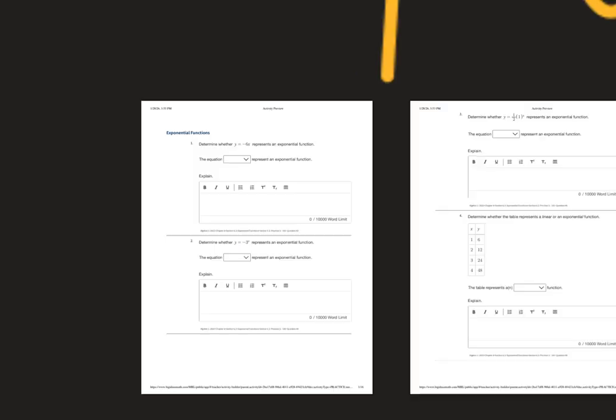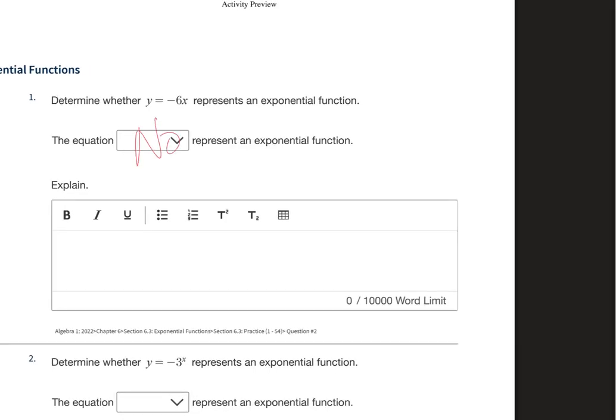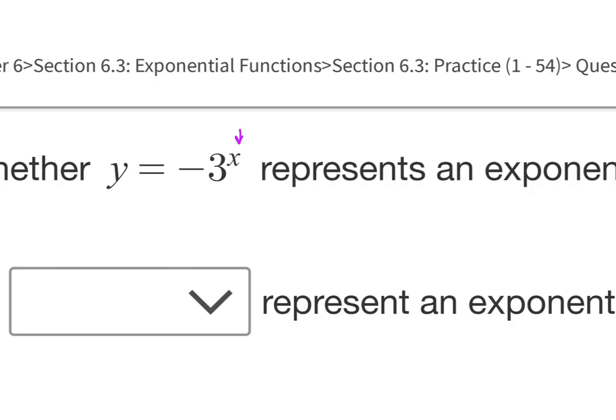Exponential functions. Number 1, determine whether y equals negative 6x is an exponential function. Nope, it's a linear function because it looks like y equals mx plus b. You would know if it was exponential if it had an x in its exponent.